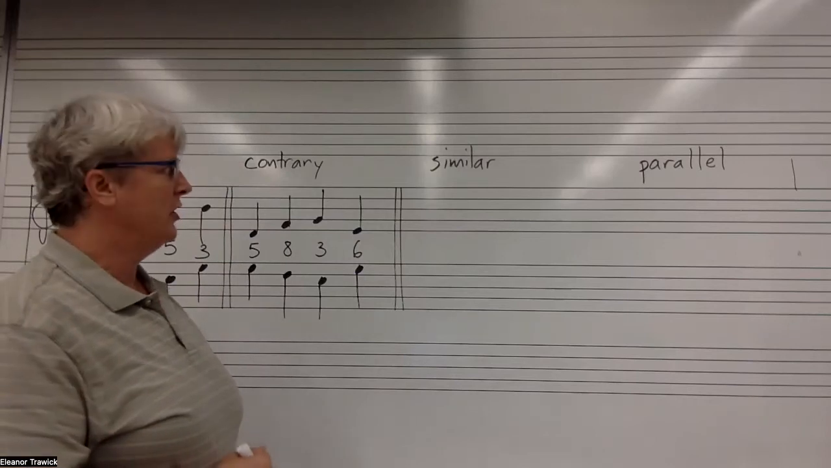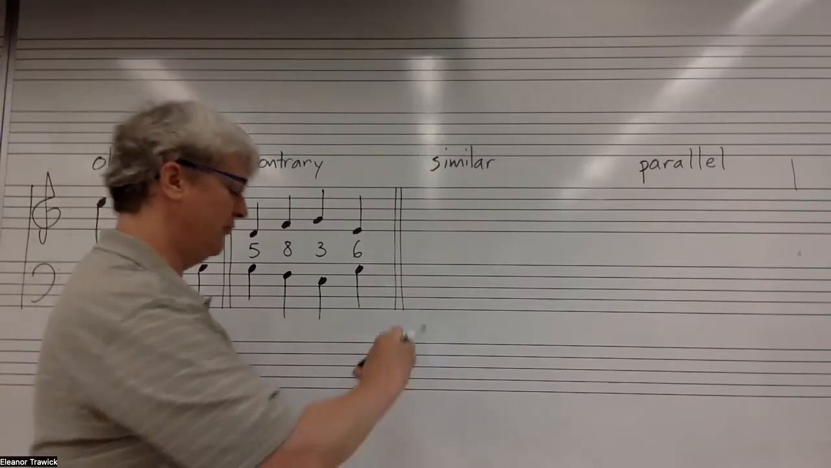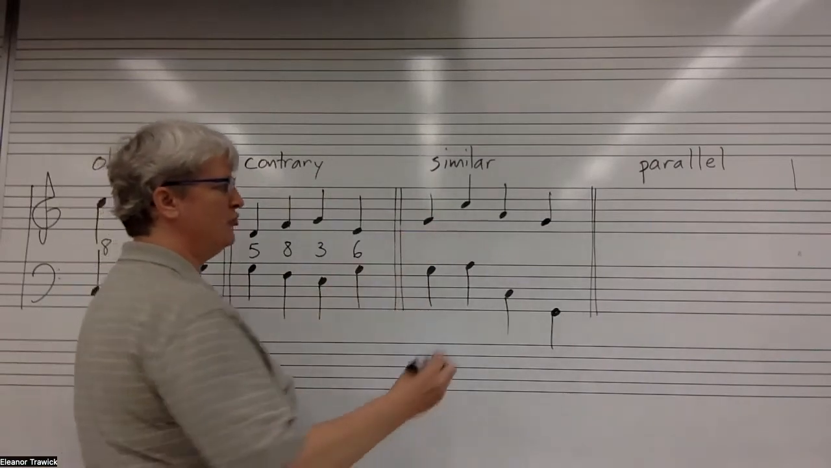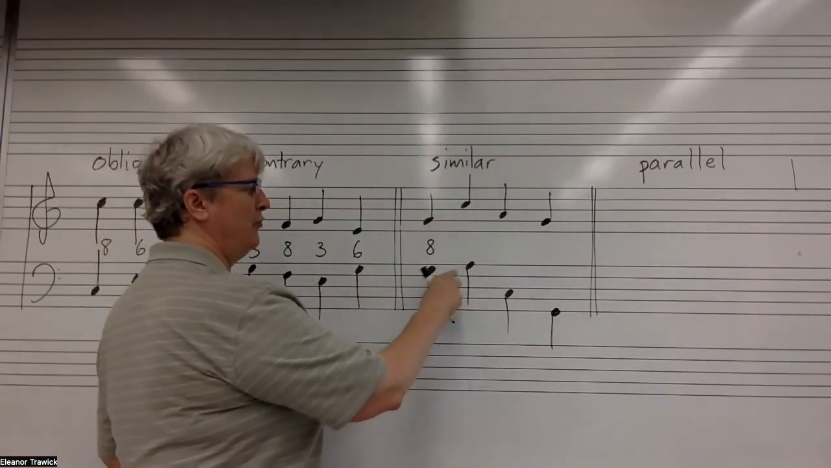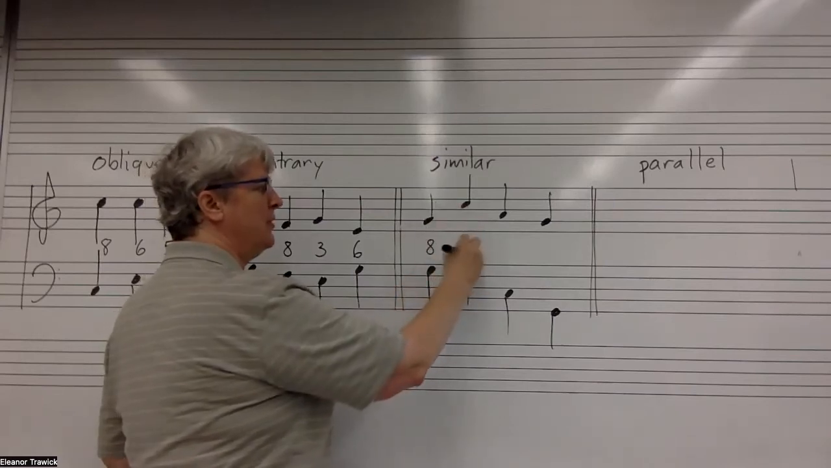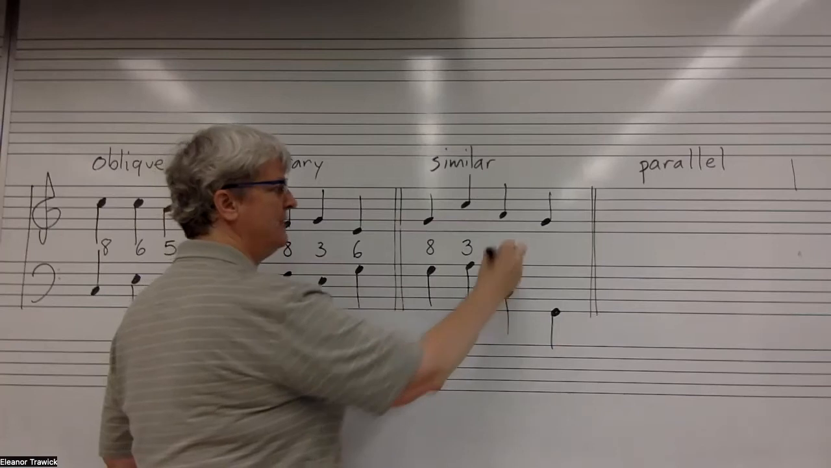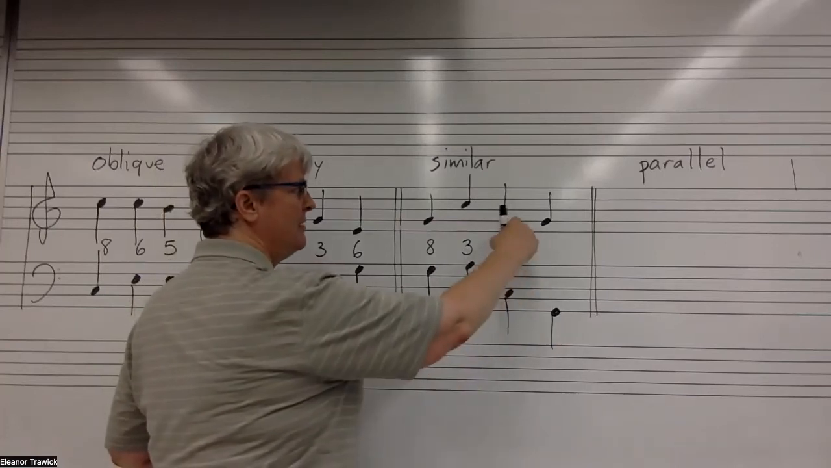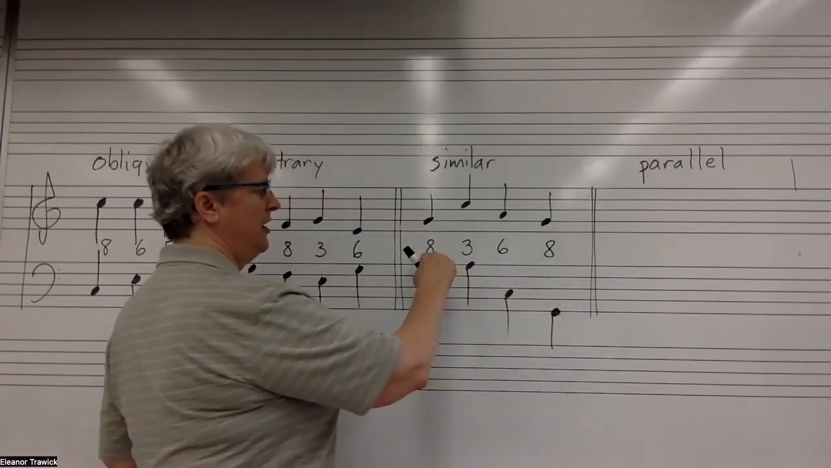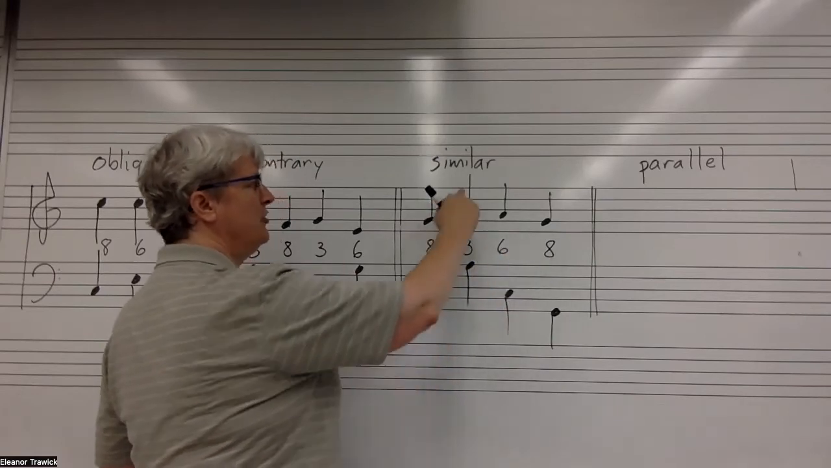Similar motion occurs when the voices move in the same direction, but not by the same interval. So for instance, this is an example of similar motion. I start out on an octave, both voices move up, but they move up by different intervals, so they have a different interval between them. Then here they both move down, but again they move down by different intervals. And again they move down, but they move down by different intervals. So you don't have 2 of the same interval in a row. You have a different interval, even though the direction of motion is the same.